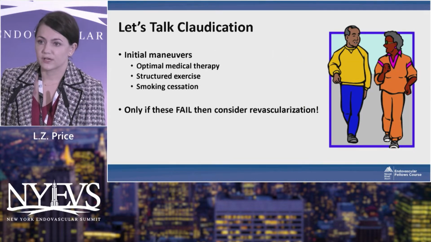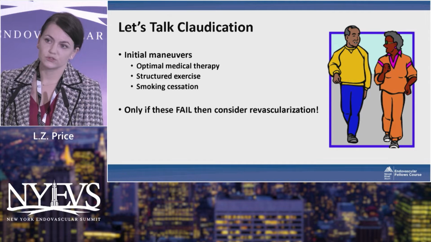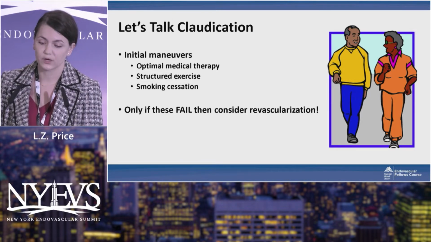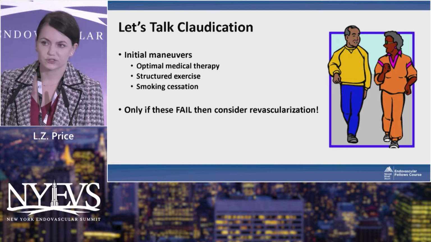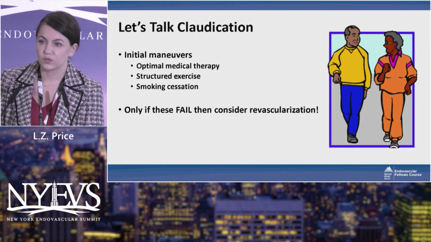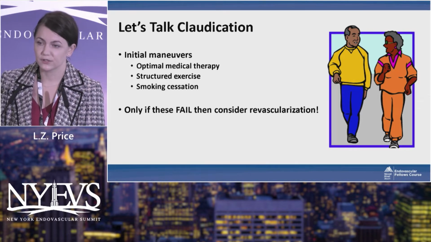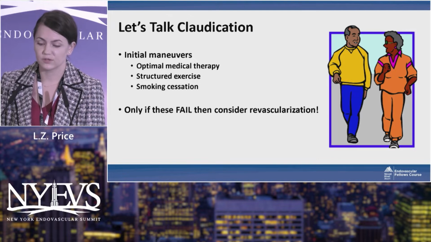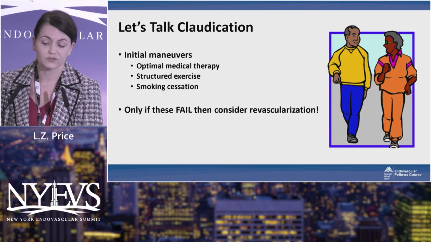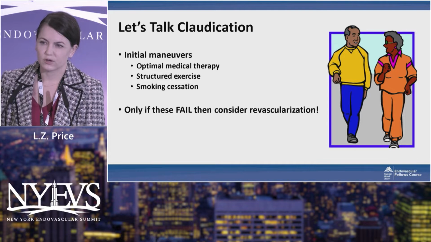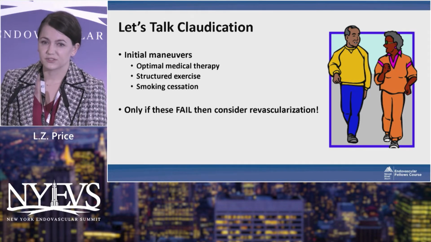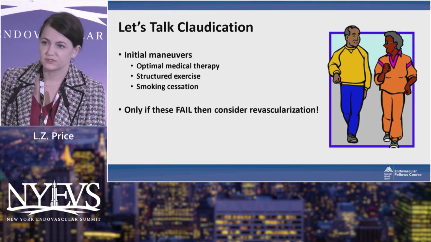So for patients who have claudication, I would argue that you should do your best to do non-operative management first: optimal medical therapy, structured exercise, smoking cessation. The risk of limb loss is low for claudicants in particular, and everything we do has possible complications. So only when these non-invasive measures fail should you really consider revascularization.